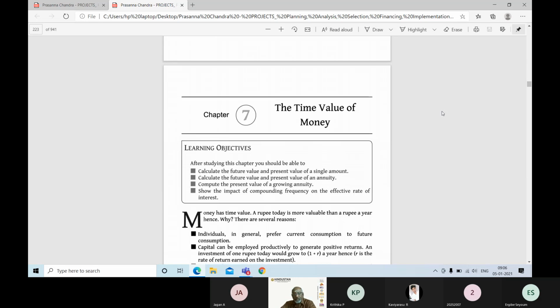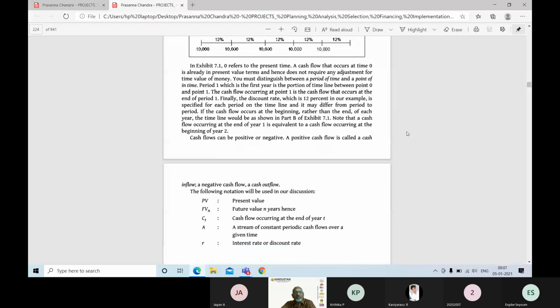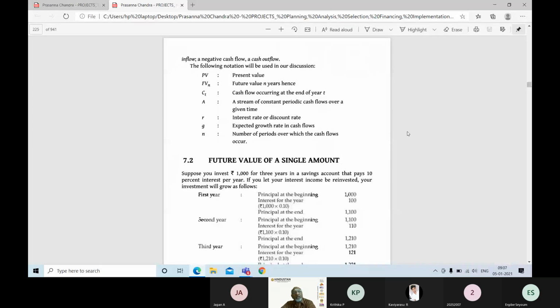You have to calculate it, and this is the straight method. The formula is available, the PV factor, and the PV factor is in the table. The table is available for the number of years, and from the multiplication of the amount to be invested by the factor, you will get the total amount. The notations we also saw: PV and FV, CF and r, n, the number of periods, g the expected growth rate, cash flows, interest rate or discount rate, constant periodic cash flow over a given time, cash flow occurring at the end of the year t.